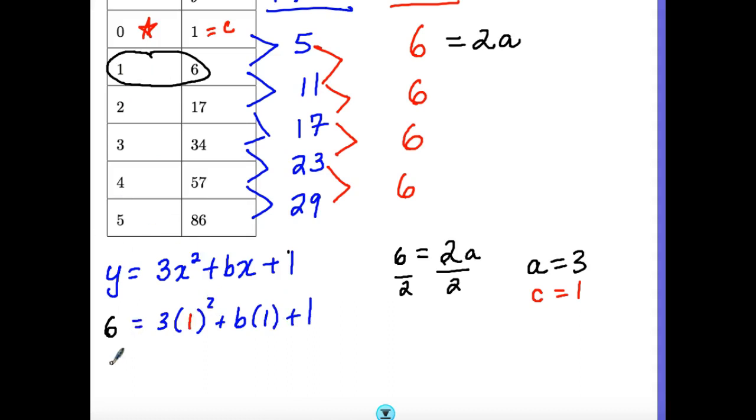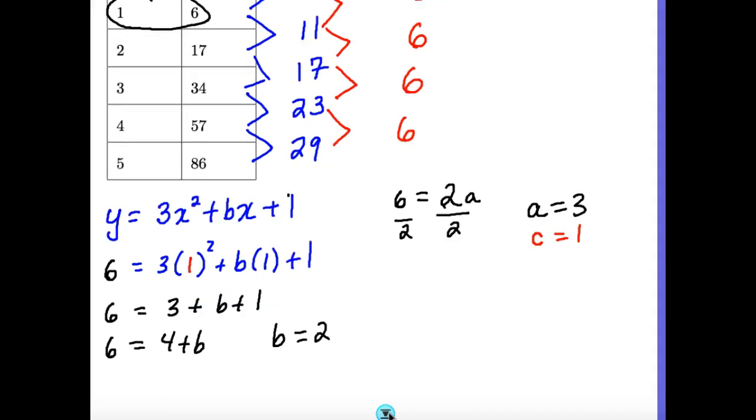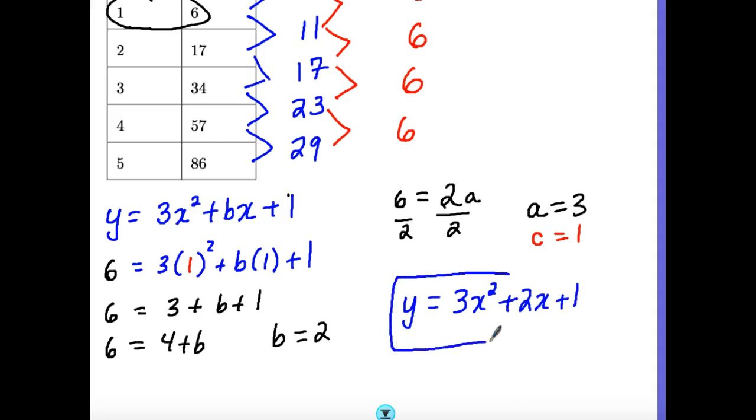All right, so let's go ahead and simplify. We get 6 equals 1 squared times 3 is 3, 3 plus b plus 1. So 6 equals 4 plus b, so b equals 2. Okay, so now we have all three terms, and let's go ahead and write that equation. We're going to have y equals, our a value is 3, 3x squared. Our b value is 2x plus our c value, which was 1. There is the equation that represents that table.